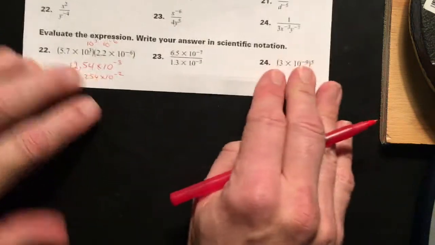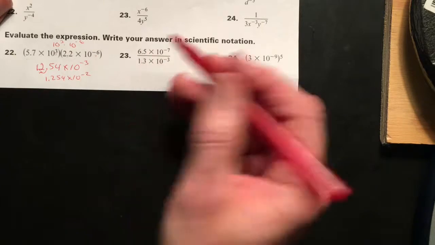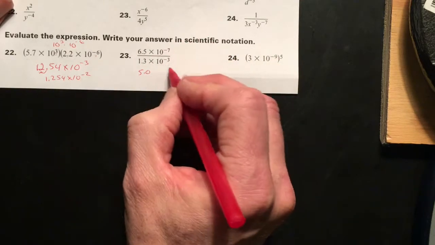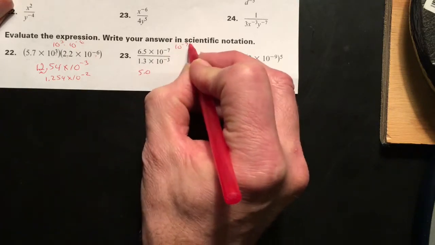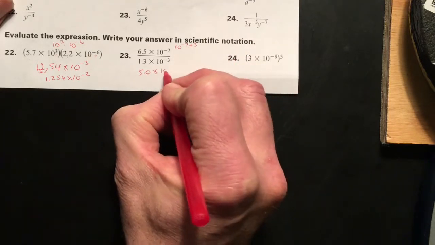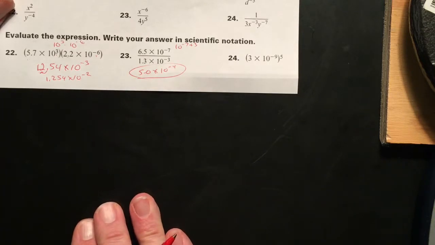All right, number 23. 6.5, 1.3, I think 5, that becomes a 5.0. And this is going to be pretty quick. 10 to the negative 7th. I bring the negative 3 up, it's going to be a positive 3. So that should become 10 to the negative 4th. And this one's done with not too much fuss.